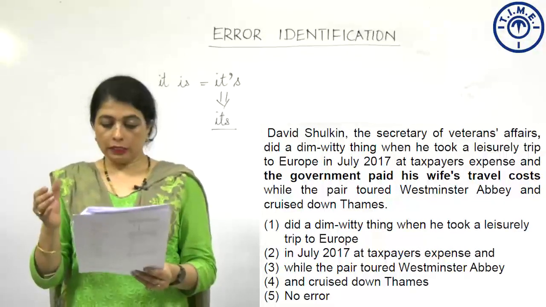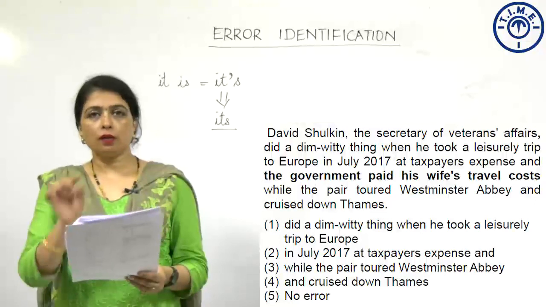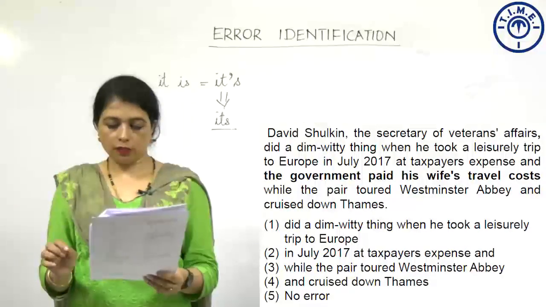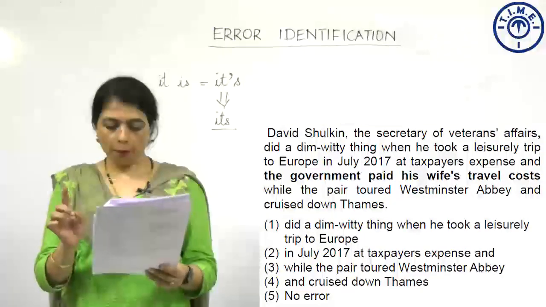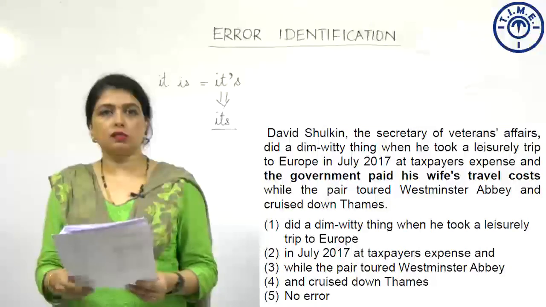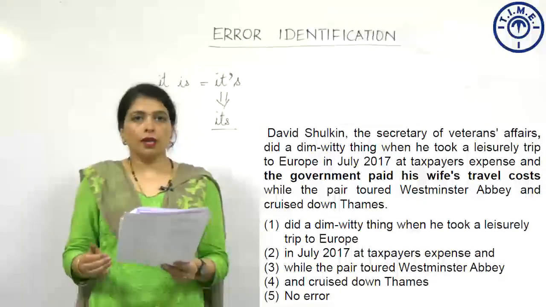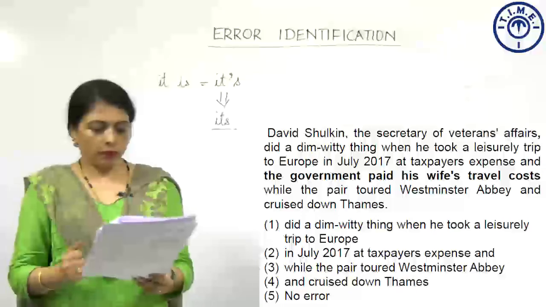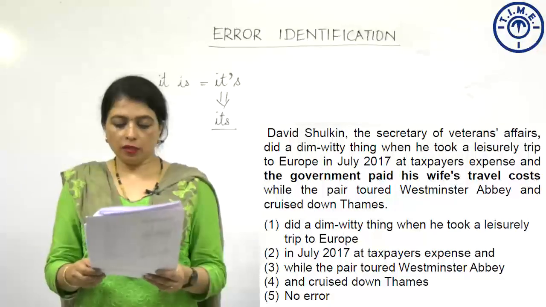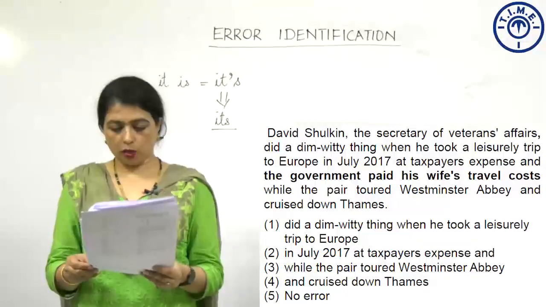Fine. In this sentence, as in the previous one, a part is highlighted, which is that the government paid his wife's travel costs, which is there for you to take a look at. Now, let us look at each of the parts individually. Did a dim-witty thing when he took a leisurely trip to Europe.